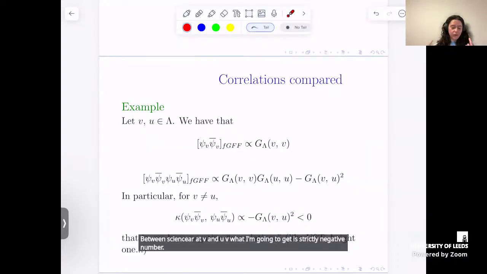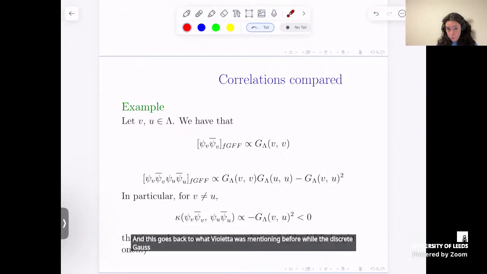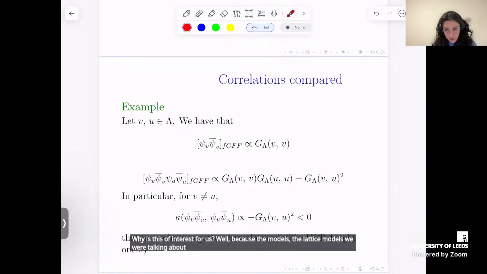And this goes back to what Wioletta was mentioning before. While the discrete Gaussian free field has positive covariances, is positively correlated, maybe I should say, what we get on the fermionic side is a process which has negative correlations. Why is this of interest for us? Well, because the lattice models we were talking about are negatively correlated models.